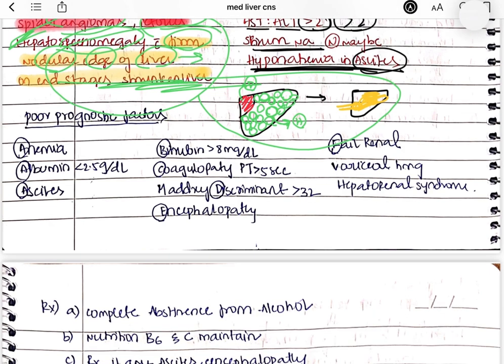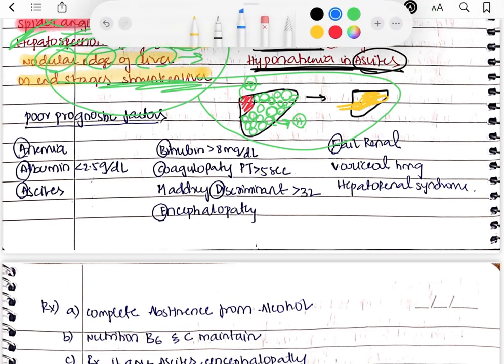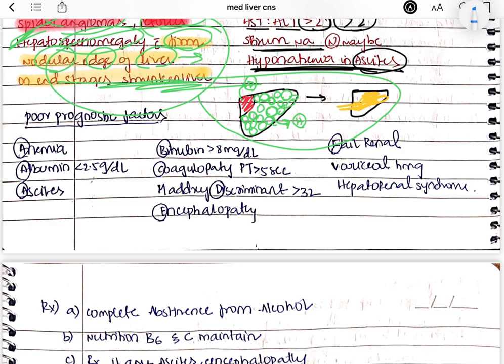Coming to the poor prognostic factors, poor prognosis is seen if there is any organ involvement other than the liver. If it involves the kidney, renal failure can cause poor prognosis. Hepatorenal syndrome can cause poor prognosis. Albumin less than 2.5 gram per dL is also a poor prognostic factor. If it involves the brain, it can cause hepatic encephalopathy, which is again a poor prognostic factor. Anemia, ascites, jaundice with bilirubin greater than 8 mg per dL, coagulopathy, discriminant score greater than 32, and variceal hemorrhage will all be poor prognostic factors.